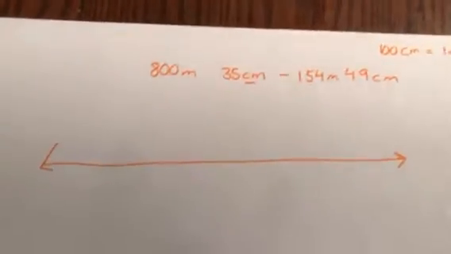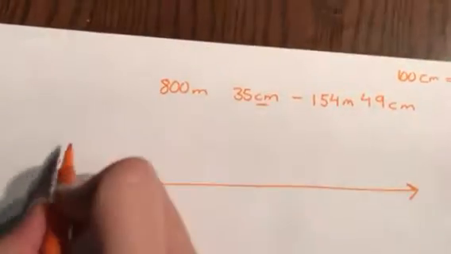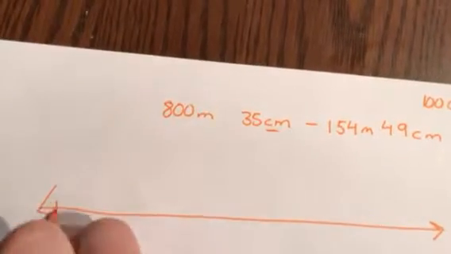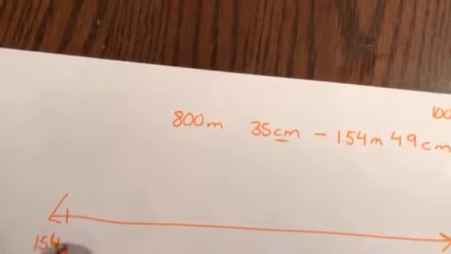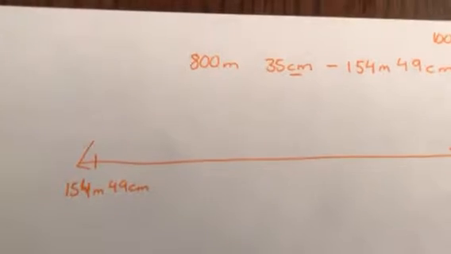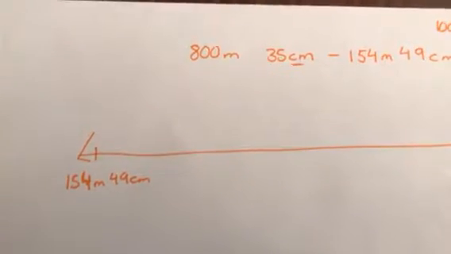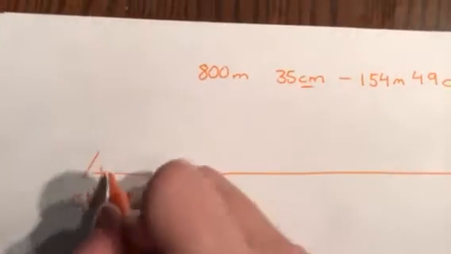So for this one, I'm going to show you how to do this using a number line. Okay, so I'm going to start at 154 meters, 49 centimeters, so I'm going to just go ahead and write that down right here. And I'm going to make a jump from 154 meters, 49 centimeters, to the next friendly number that I can go. So I'm going to take this 49 centimeters up to 50 centimeters.